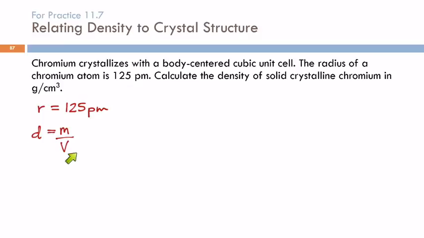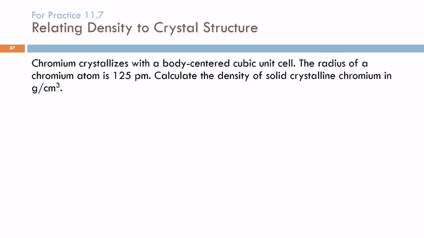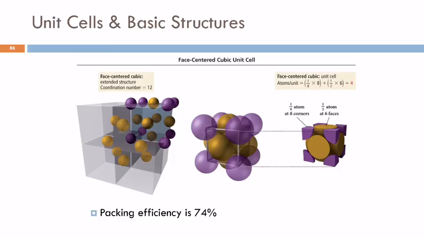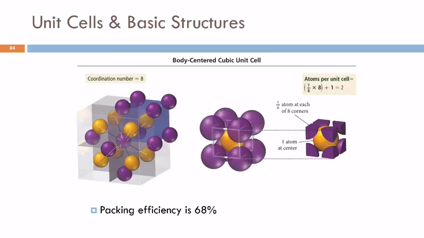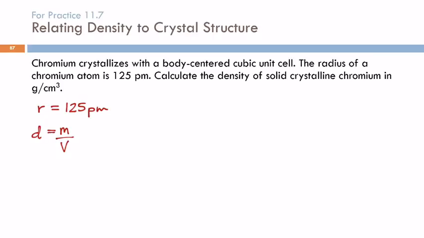Could we figure out the volume, say, of a unit cell based on the radius of the atom? Yeah, because we had equations for the length of a side for each of those unit cells. So let's go back. Oh, I've forgotten already. Short-term memory. Body-centered, yeah. Should be able to remember that. Body-centered, L equals 4R over the square root of 3.